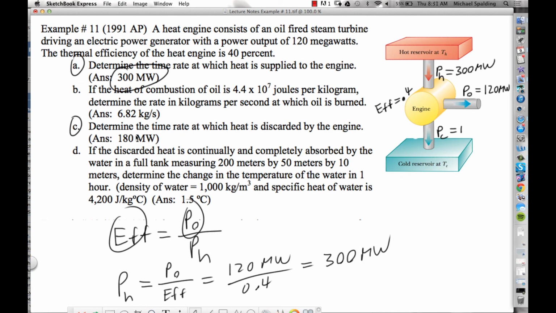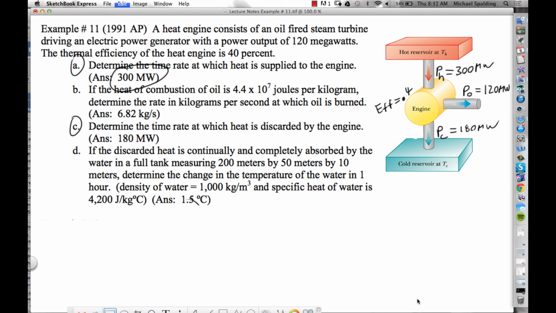Now, how do you do part B? Well, let's leave this. This is megawatt. So how do you do part B? So part B, here's what they're telling us. The heat of combustion of oil is 4.4 times 10 to the 7 joules per kilogram. Determine the rate in kilograms per second at which oil is burned.